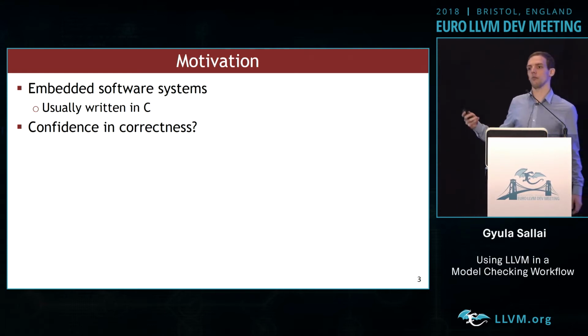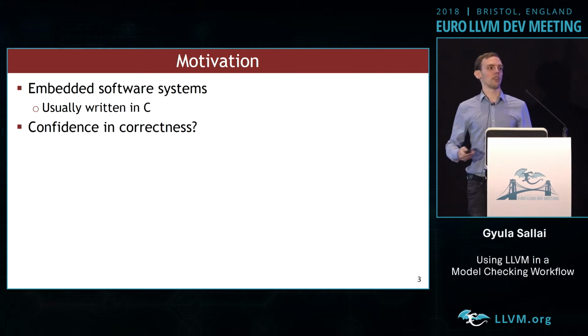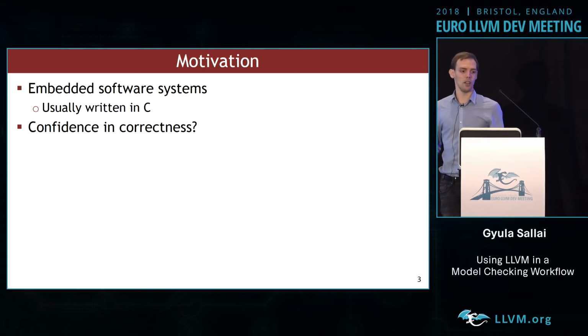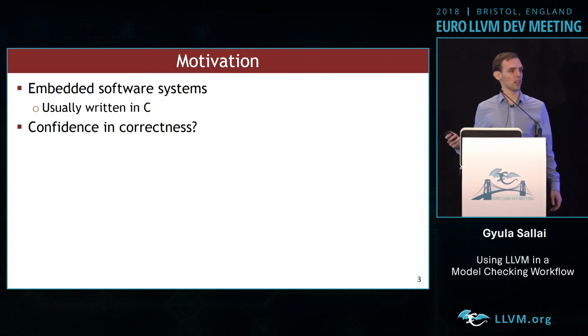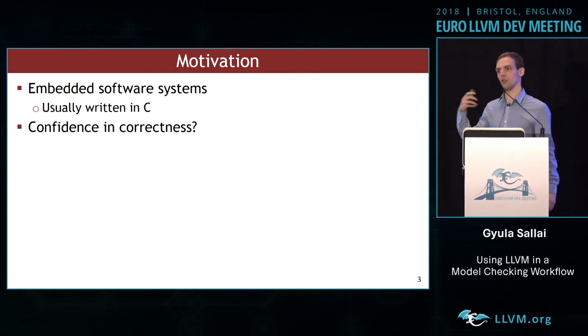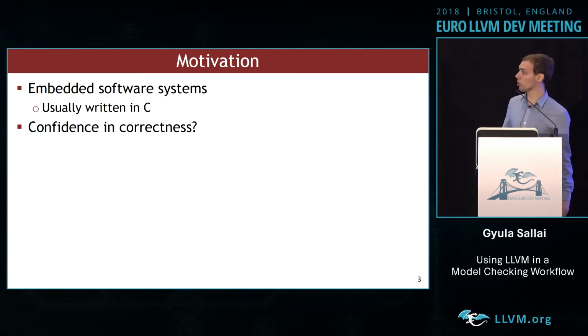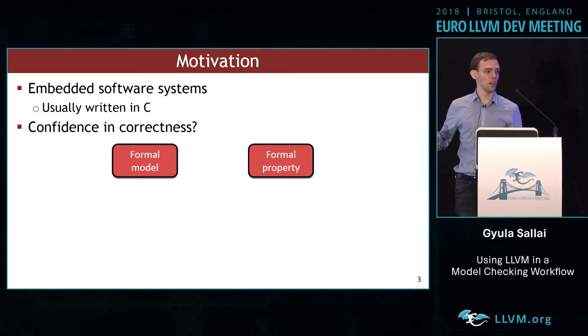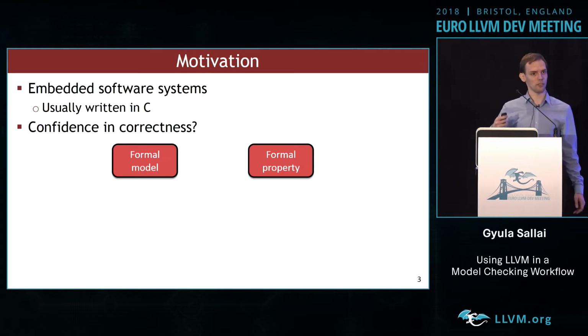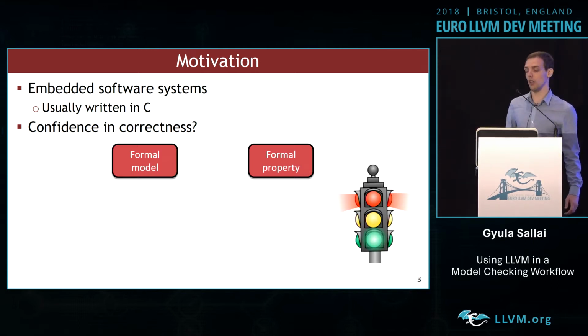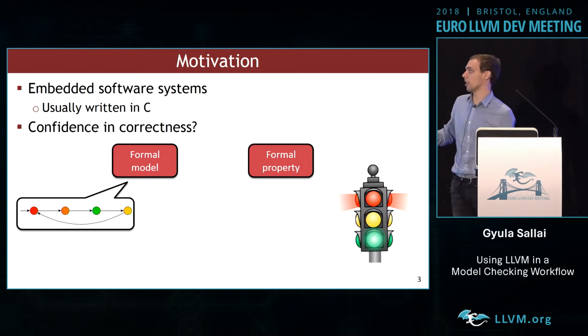Such confidence can be obtained by using testing methods or static analysis, and next to those, we have the technique known as model checking, which uses mathematical constructs and formalisms to reason about certain properties of a system. Model checking requires two things: a formal model, which describes our system, and a formal property, something we wish to prove about that system.